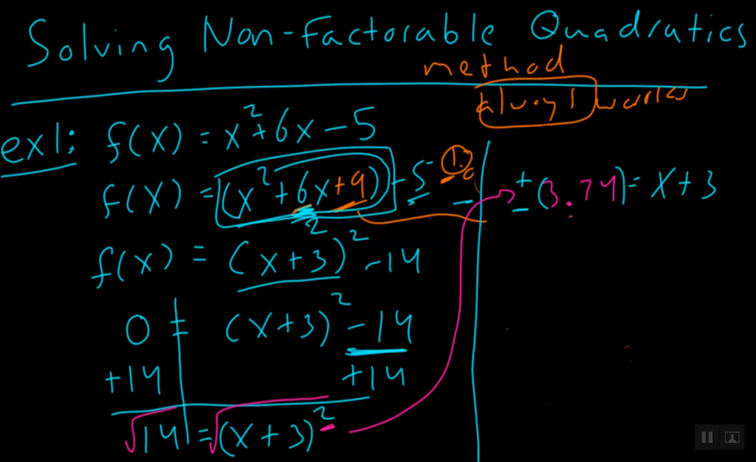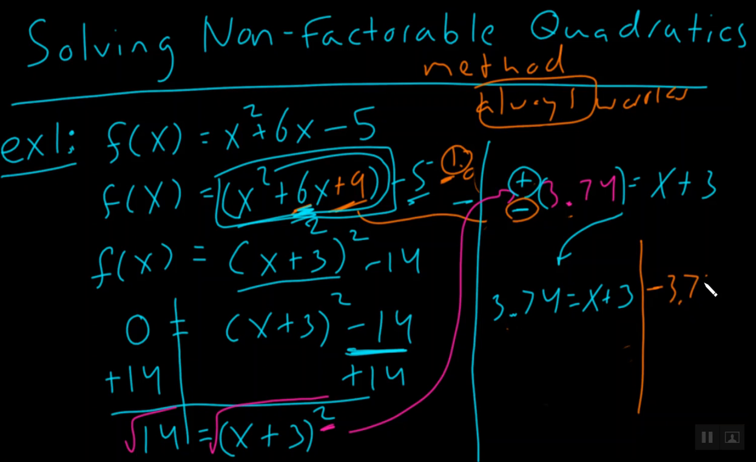Now, how do you solve something with a plus or minus? Well, the way that we do this is we actually write this twice. We'll say we have a positive 3.74 is equal to x plus 3. And let's use a different color to really distinguish this. We also have a negative, remember it's plus or minus, negative 3.74 is equal to x plus 3.